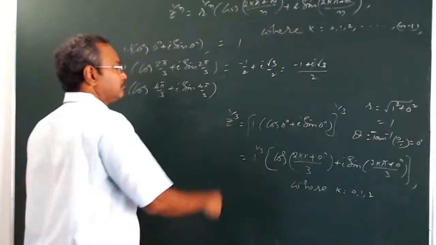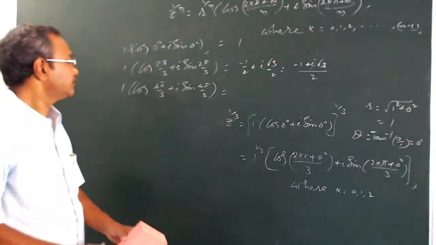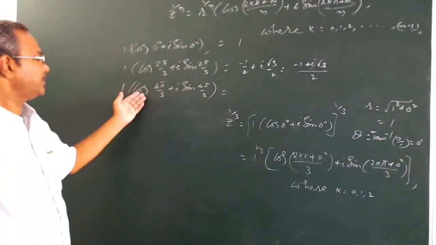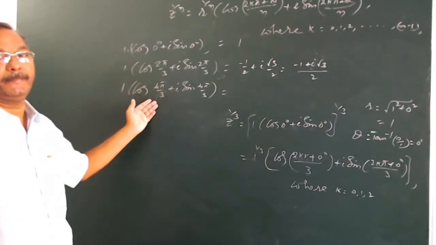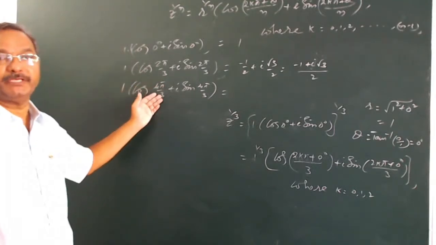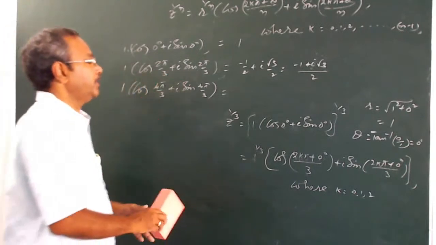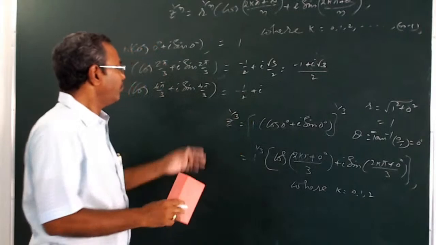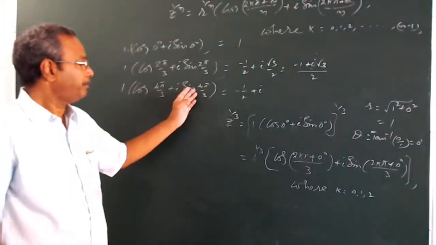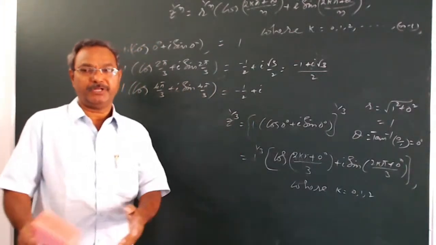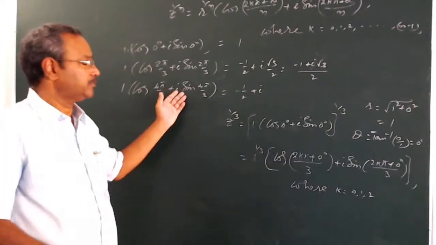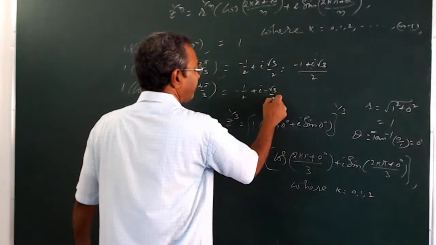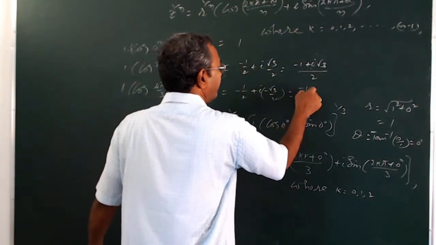The next one is cos 4π/3 plus i sin 4π/3. Cos 4π/3 is cos(π plus π/3), which is minus cos π/3, which is minus 1/2. Plus i into, what is sin 4π/3? Sin(π plus π/3). Sin(π plus θ) is minus sin θ. So it is minus sin π/3, which is minus root 3/2. That is (minus 1 minus i root 3)/2.